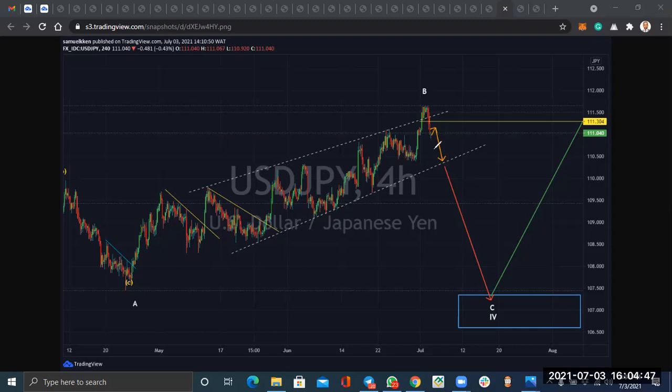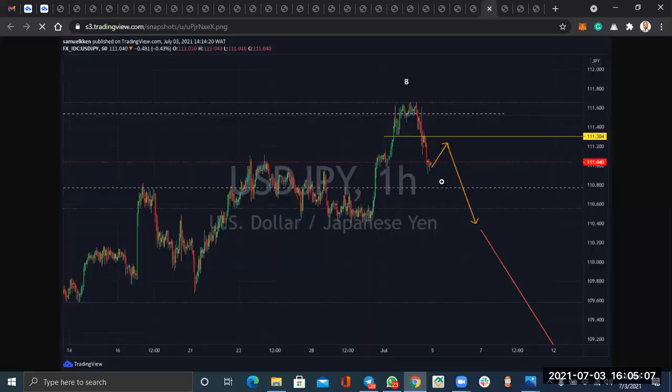I opened the sell setup when the market was here. Then it wasn't going well, so I closed it. If I didn't close it, I would have incurred some losses. So now it's about giving us a nice sell setup. Let's check the 1 hour chart.